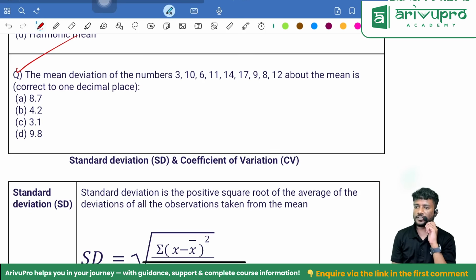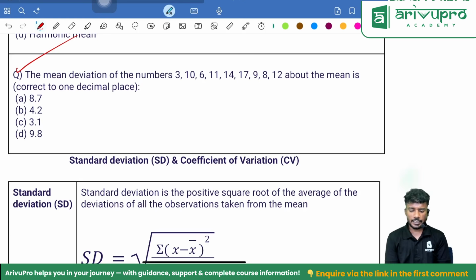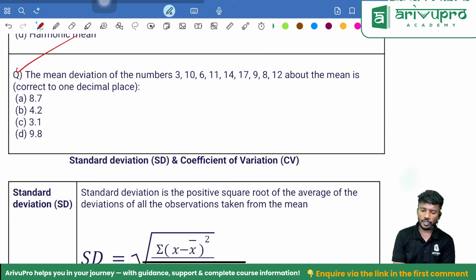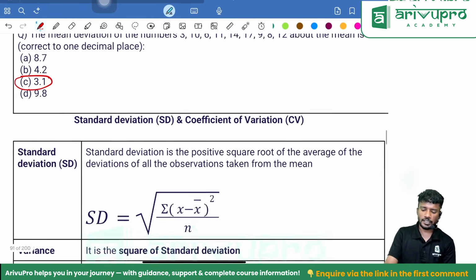When median based questions are there, always arrange in ascending order. This is mean based question, so it's not a trouble. Once it is done, we can go for the next. Everyone done? Oh, very good. How much is the answer? 3.1. Yes.